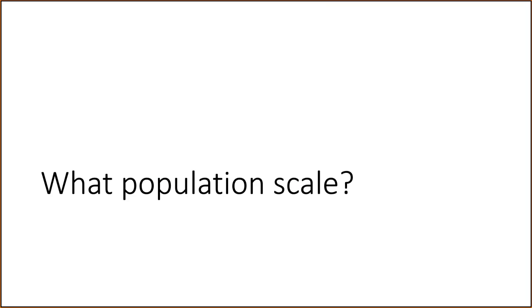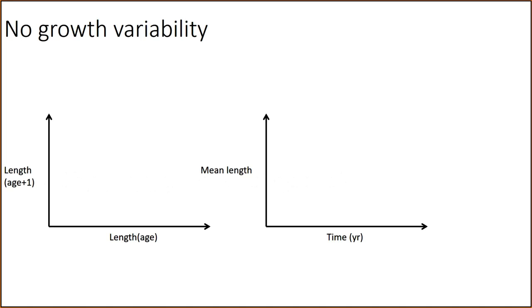Okay, and then the second question I mentioned is, at what population scale do we want to model growth variation? And to do that, I'm going to use this cartoon illustration to talk about the different types of variation. And so for illustration purposes, the first is just the null model. There's no growth variability. So on the left-hand side here, you have length at an age against length at the age right after that. And on the plot over here, you have mean length against time. And so if you have no growth variability, this is just a straight line.